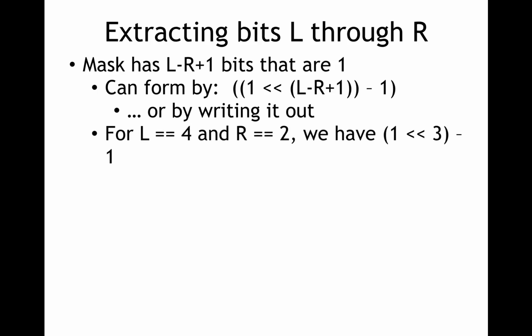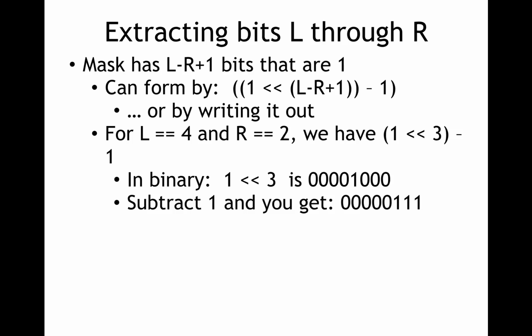Okay, so for L equal to 4 and R equal to 2, because we want bit 2 to bit 4, we have 1 left shift 3 minus 1. After 1 shifted left by 3, we get 1 0 0 0. We put 3 zeros because we do the left shift by 3, and we subtract 1 from this number, and we get 0 0 0 0 1 1 1. So we create a sequence number containing 3 ones. This is the mask number.